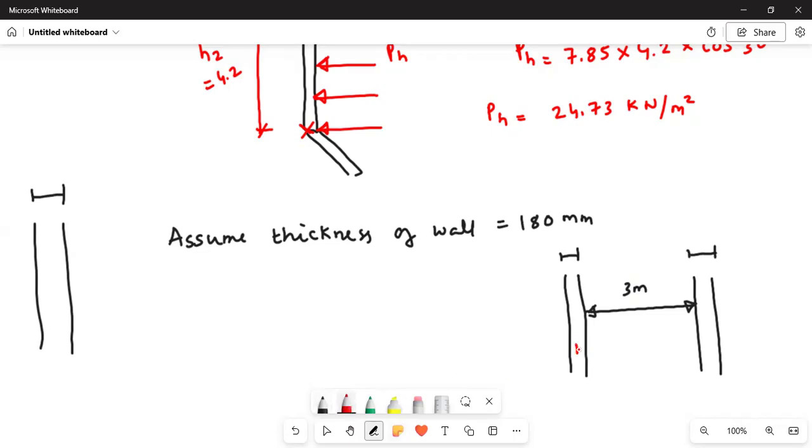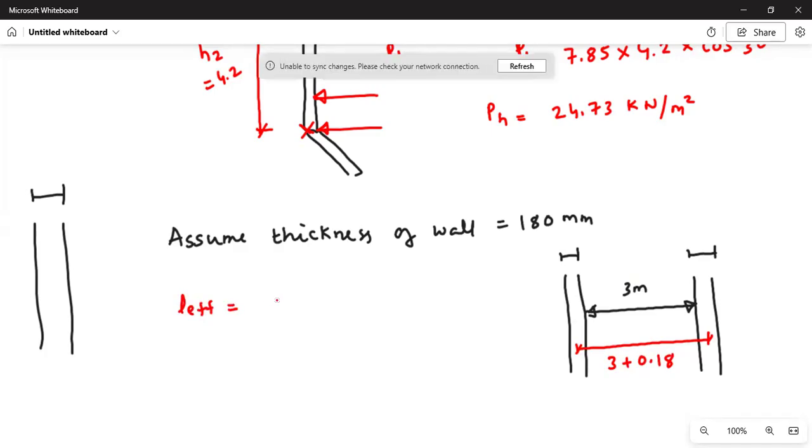But we need the effective span. The effective span is the distance from center to center, center of this thickness to the center of this thickness, which equals 3 plus 0.18. So the effective span L effective equal to 3 point.